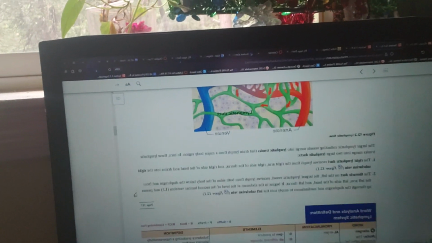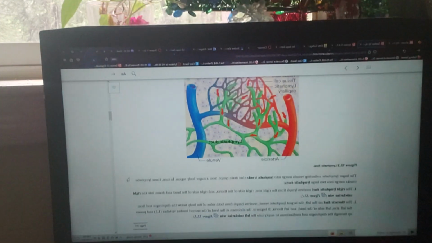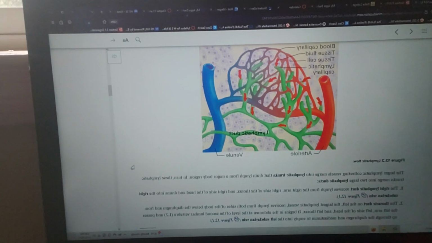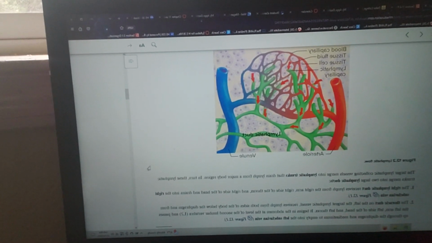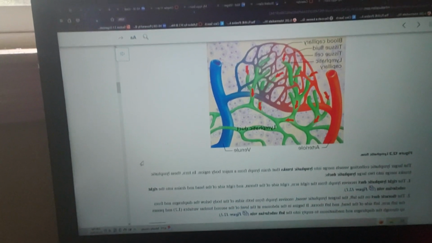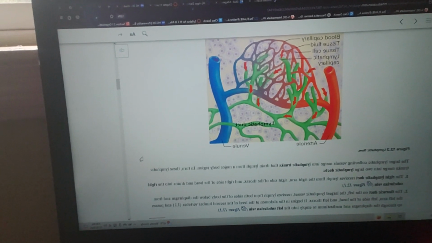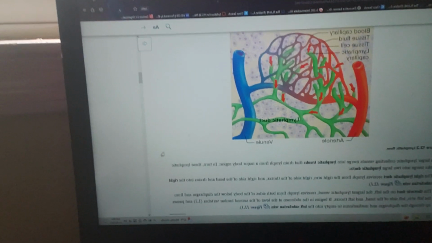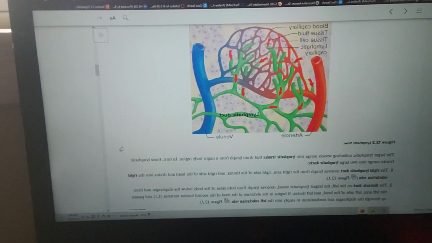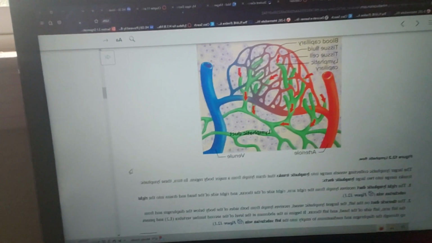The larger lymphatic collecting vessels merge into lymphatic trunks that drain lymph from a major body region. In turn, these lymphatic trunks merge into two large lymphatic ducts. The right lymphatic duct receives lymph from the right arm, right side of the thorax, and right side of the head, and drains into the right subclavian vein.